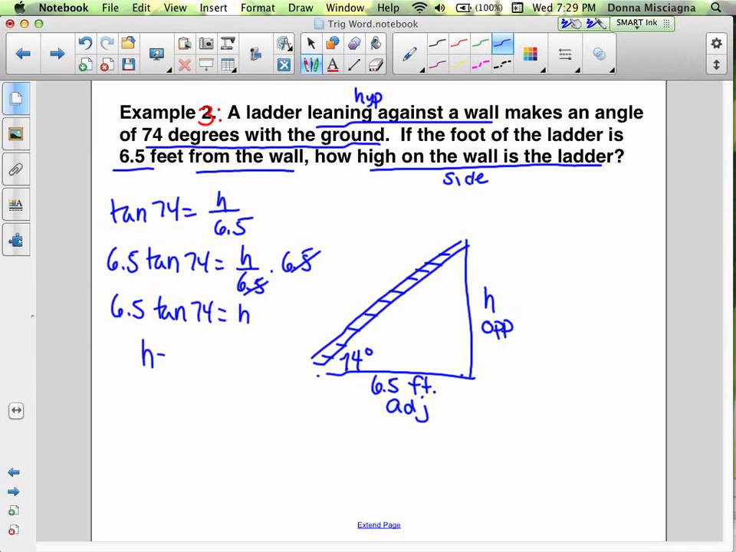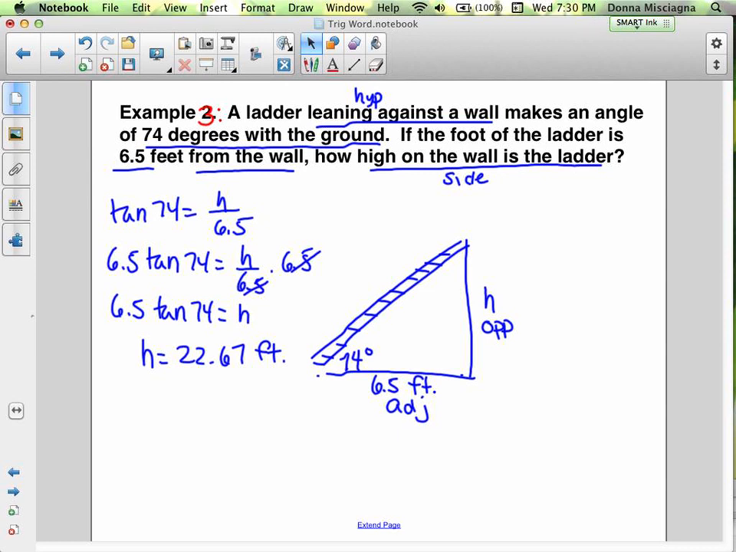Now I'm just going to plug that into the calculator. 6.5 tangent 74, and so it would reach 22.67 feet. If we wanted to know how long the ladder is, well, then we'd have to use cosine, and then we could find out how long the ladder is.